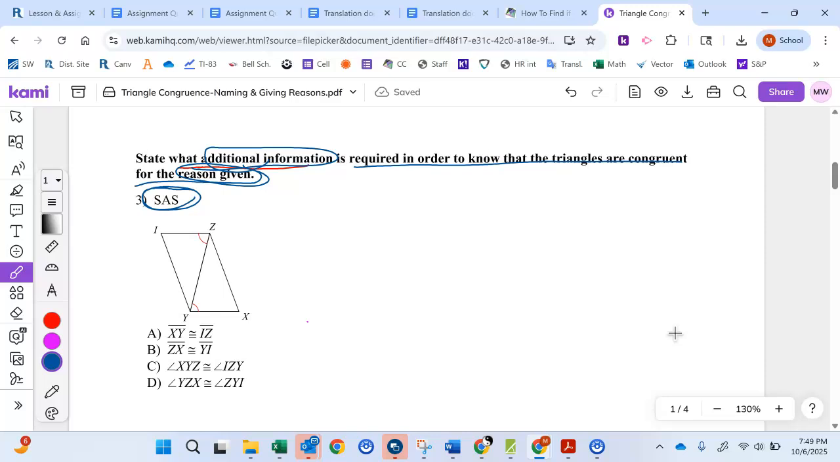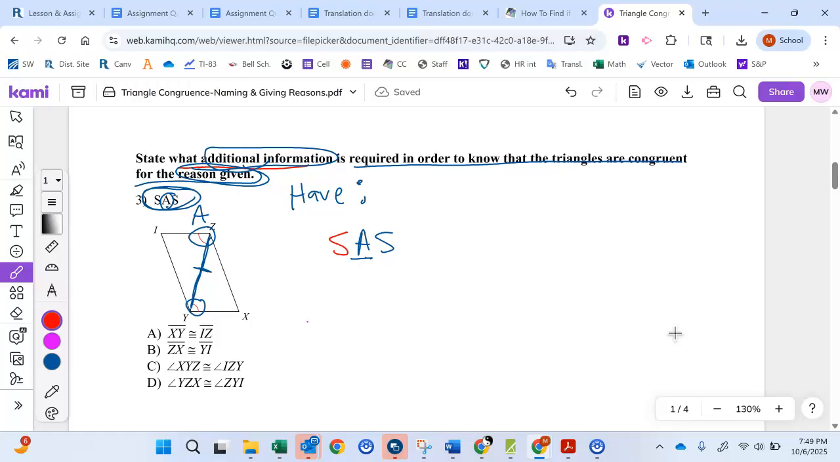So that means we need to see what do we already have? This one right here tells us this angle and this angle are the same. So we have one angle, and that's going to be the middle one. What else do we have? Well, this line right here is shared. A shared side means that those two are equal. Same line, same side. So that means we have an angle next to a side. This is in the middle, that's in the middle. So that means we need to get a side over here.